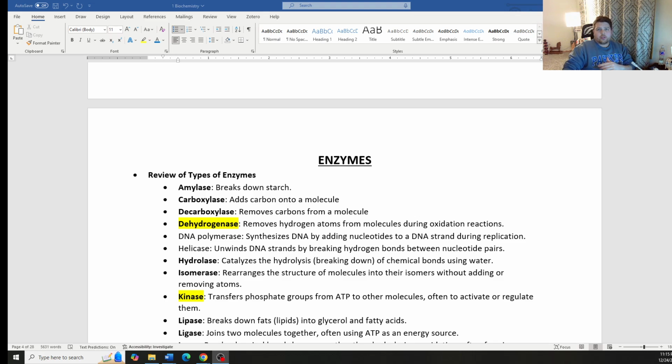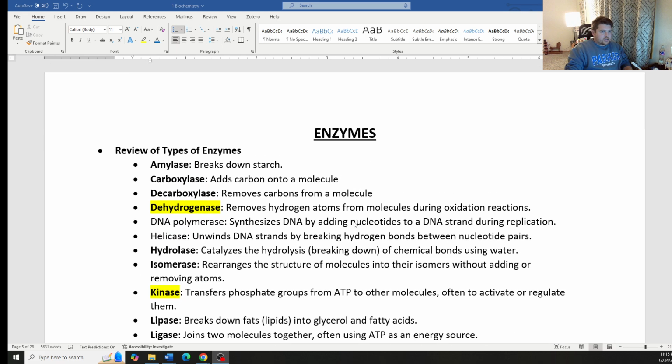Now that we have gone through amino acids and into proteins, we're going to be looking at these specific proteins called enzymes. At the beginning, I want to review the different types of enzymes. You're going to see these pop up again and again and again, and it is key to understand and recognize what the function of these enzymes are.